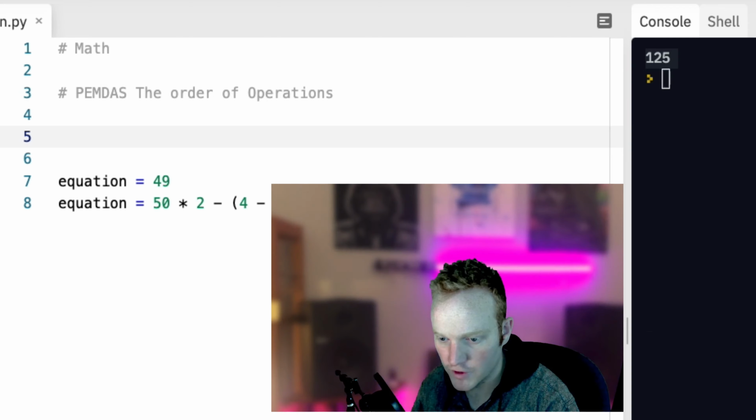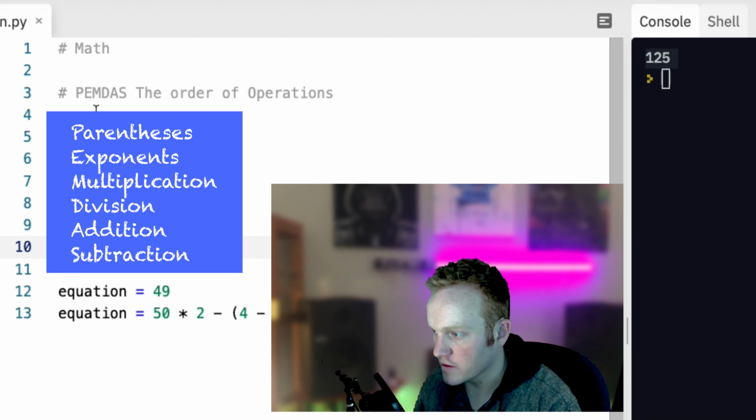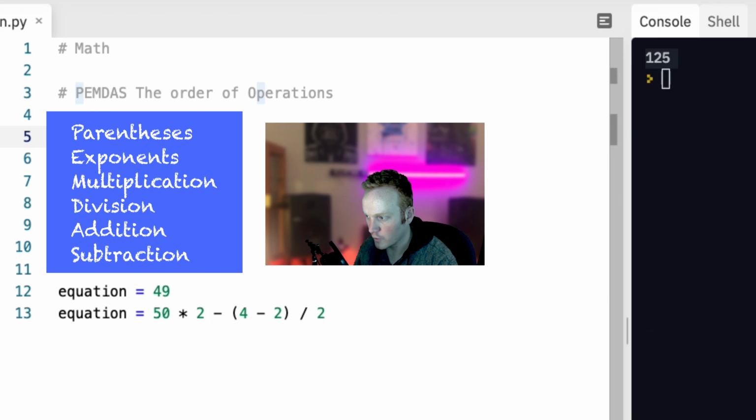The order of operations is this. This is what PEMDAS stands for: parentheses, exponents, multiplication, division, addition, subtraction. So we should do it in that order. Let's see what happens when we do it in this order. The order of operations tells us to start with parentheses. So let's do this 4 minus 2, which is 2. We don't have exponents, so we'll skip that for now. Multiplication is next. We will do 50 times 2, which is 100.